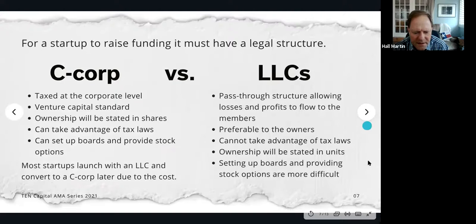Next is LLCs versus C corporations. There are two structures you'll see out there. When someone starts a business, we always say, start with an LLC. Just go ahead and put an LLC together and start doing startup ideation and start doing minimum viable products and test it and just get out there and work on it. As you start to grow, you'll be able to do pass-through accounting with that.